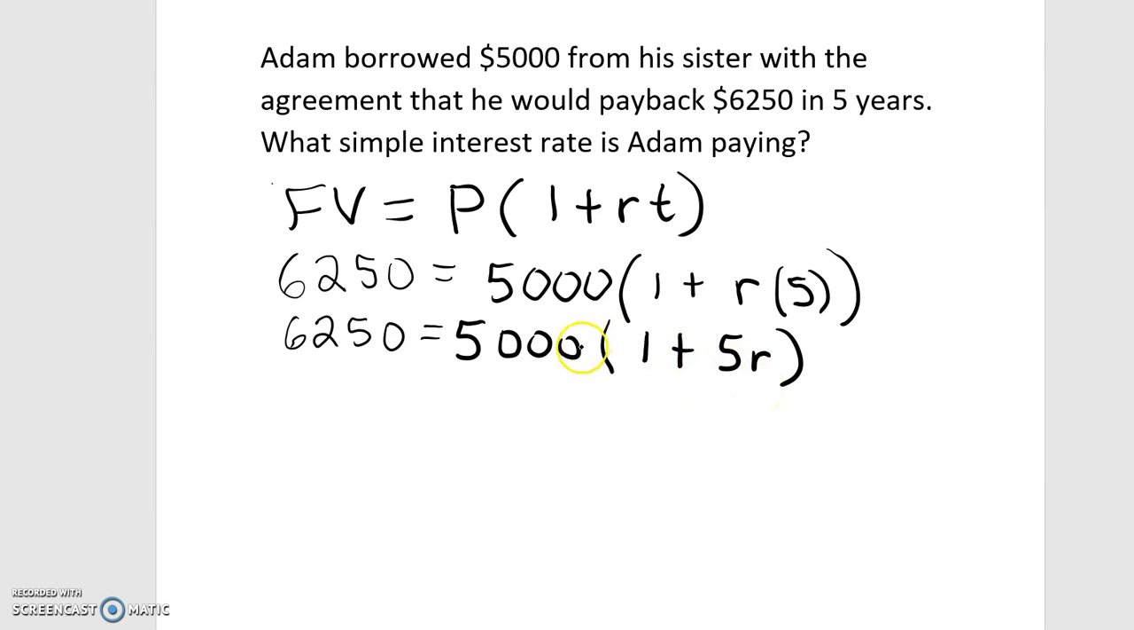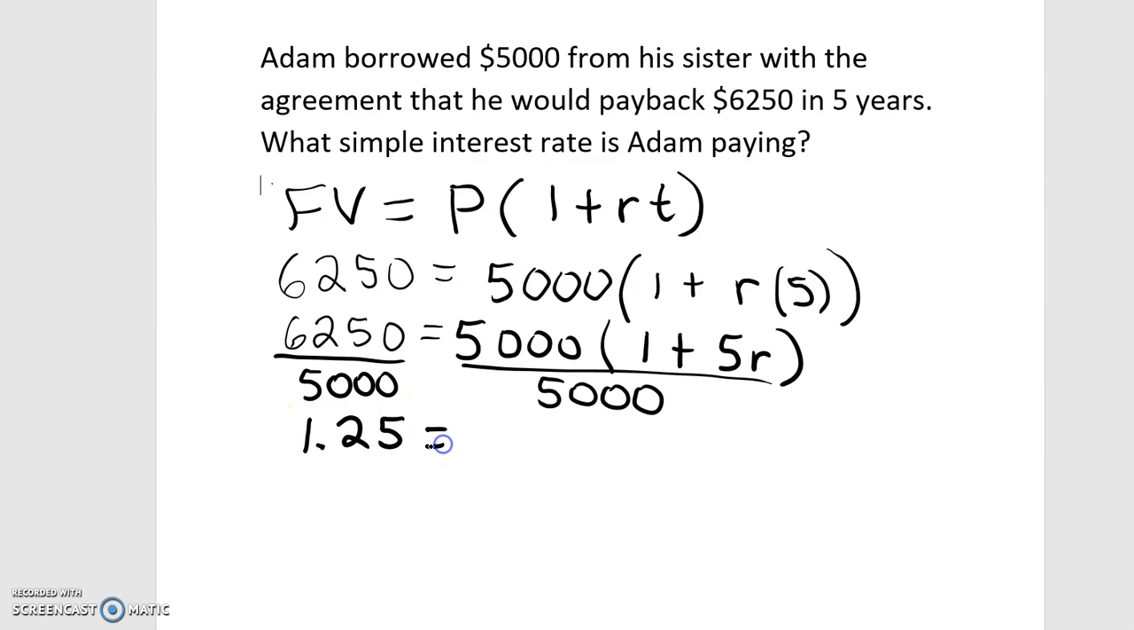So what we need to do instead is to get rid of this 5,000 on the outside. The 5,000 is multiplied by what's inside the parentheses. So if we want to get rid of it, we're going to do the opposite, or the inverse of multiplying, and we're going to divide both sides by 5,000. So we take our 6,250, divide by 5,000, and we end up with 1.25 on the left. On the right hand side, the 5,000s divide out or cancel, and we're left with 1 plus 5R.